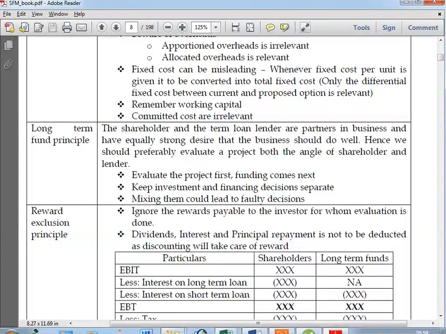Interest, as well as one more thing, principal repayment. Both of these will not impact my cash flow. So if you pay interest, interest will not come in my cash flow. Principal will also not come in my cash flow.